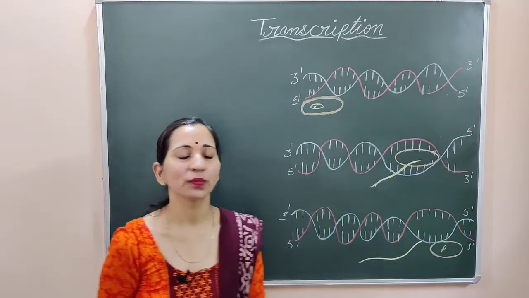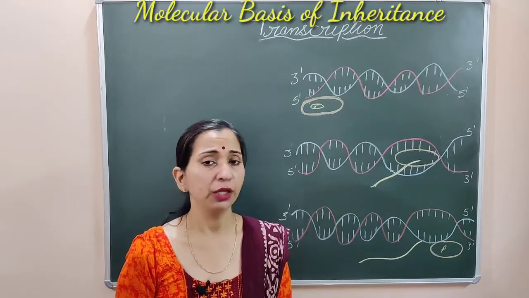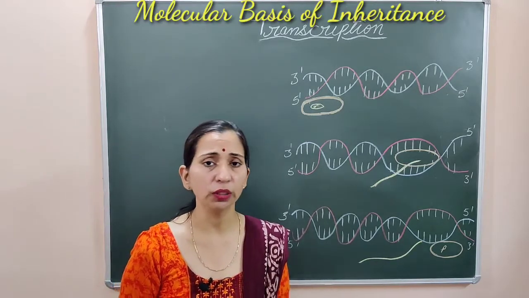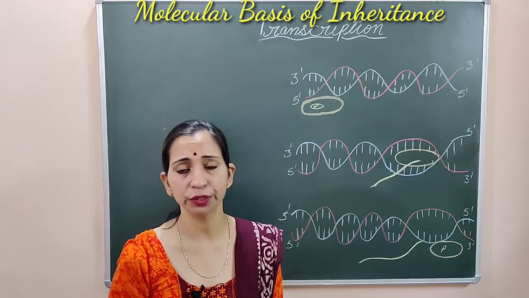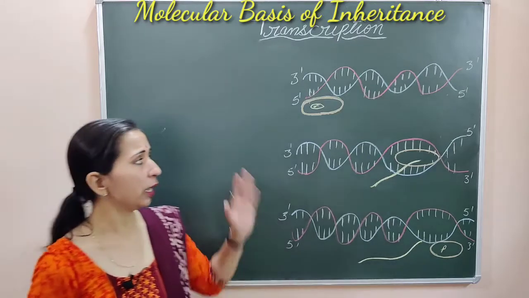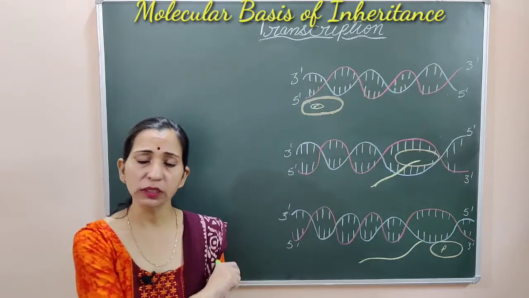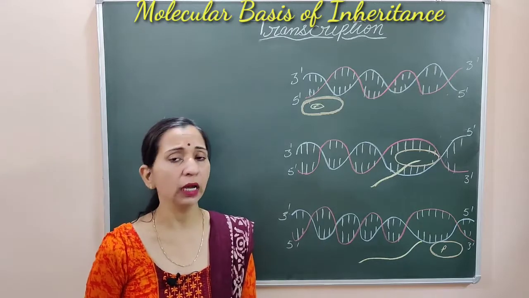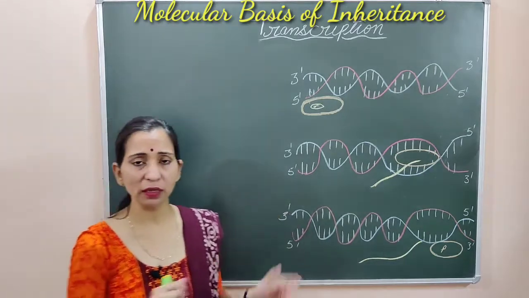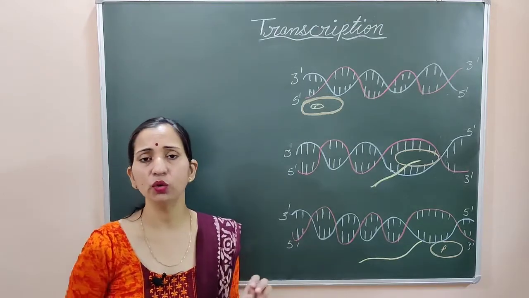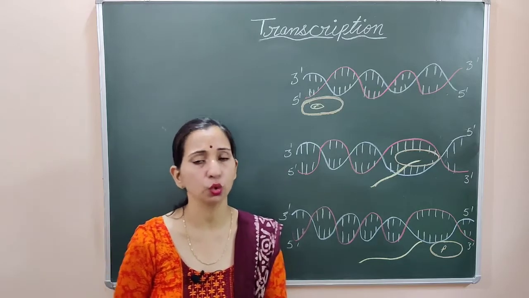Hello students, now we will discuss the process of transcription. In the previous video we discussed the types of RNA polymerase, their structure and the transcription units. Now let's discuss the actual process of transcription, or how it happens. This process is different in prokaryotic and eukaryotic cells. But here we will basically discuss the basic process of transcription, and then we will compare eukaryotic and prokaryotic transcription also.